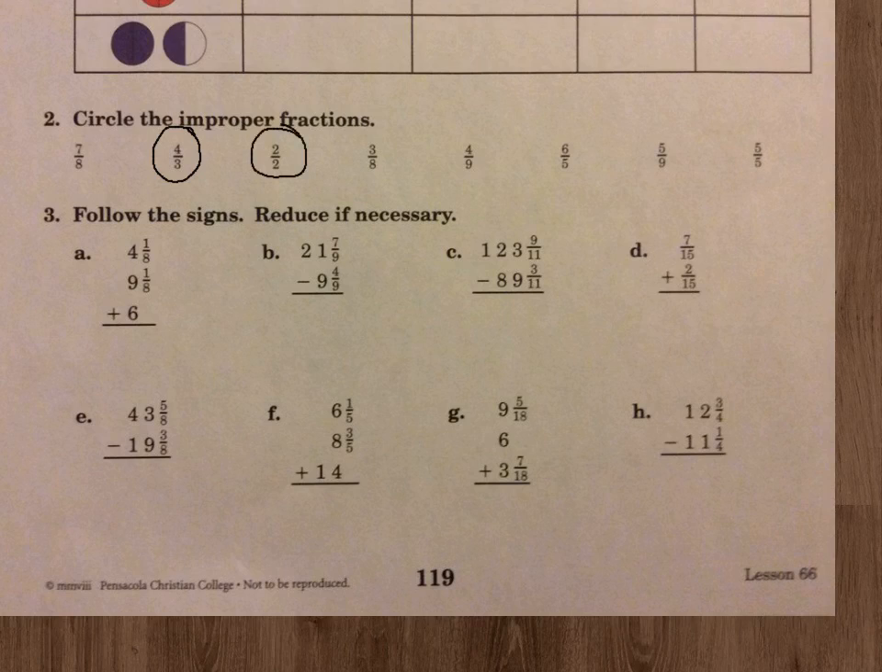3 over 8, we don't do anything to it. 4 over 9, we don't do anything to it. 6 over 5, the bigger number's on top, so we need to circle it. 5 over 9, we don't do anything to it. And 5 over 5, we do circle it.